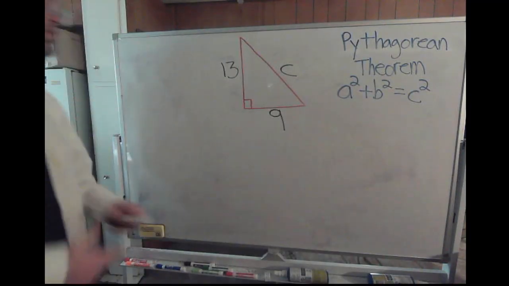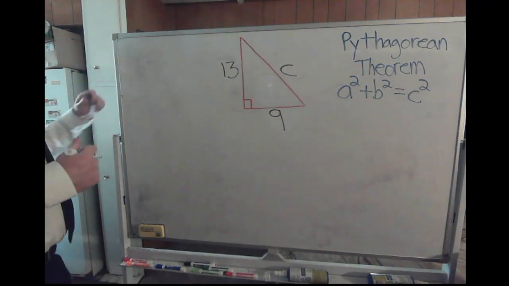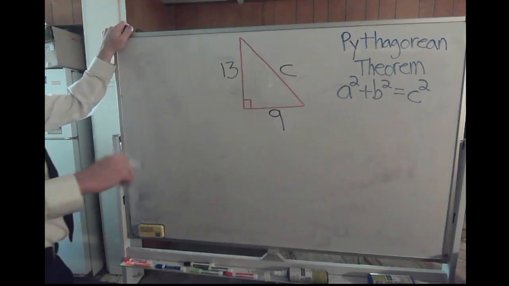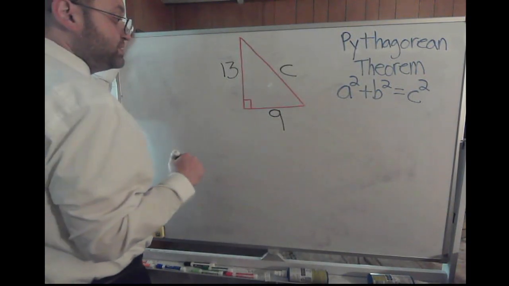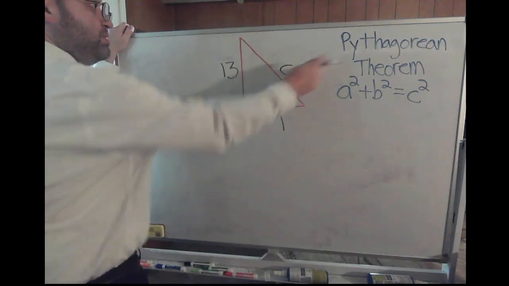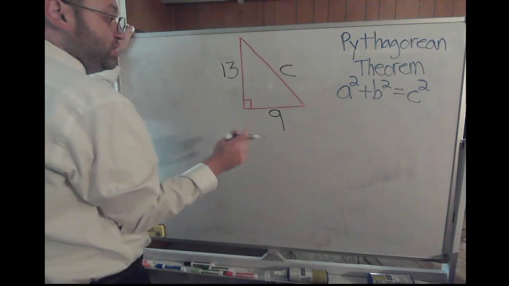So we have another right triangle here, and the Pythagorean Theorem only works in right triangles, by the way. It does not work with other types. But we'll get more into that as we get into geometry. But just know the Pythagorean Theorem only works in right triangles.